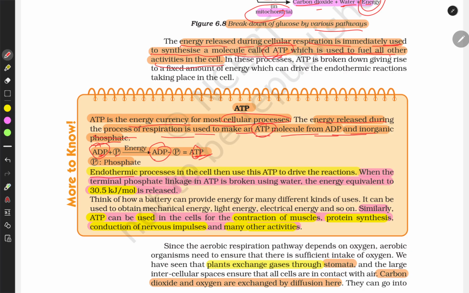This is an endothermic process, and the cell then uses this ATP to drive reactions. When the terminal phosphate linkage in ATP is broken using water, an energy equivalent to 30.5 kilojoules per mole is released.